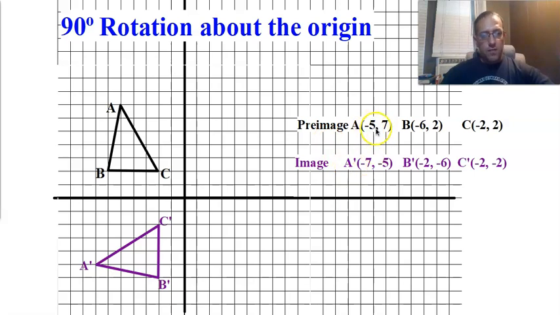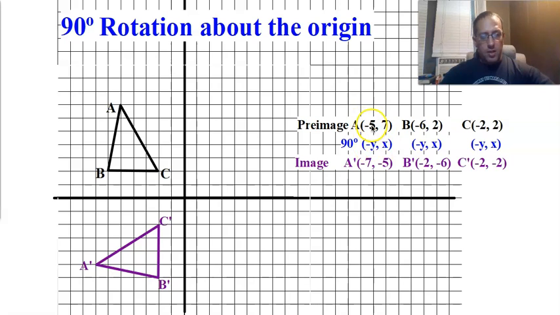Well, let's look at here. Negative 5, 7 turns into negative 7, negative 5. Negative 6, 2 turns into negative 2, negative 6. Negative 2, 2 turns into negative 2, negative 2. So look at this. The numbers all stay the same. They just change positions and change signs, right? So with a 90-degree rotation, we end up with negative y, x.